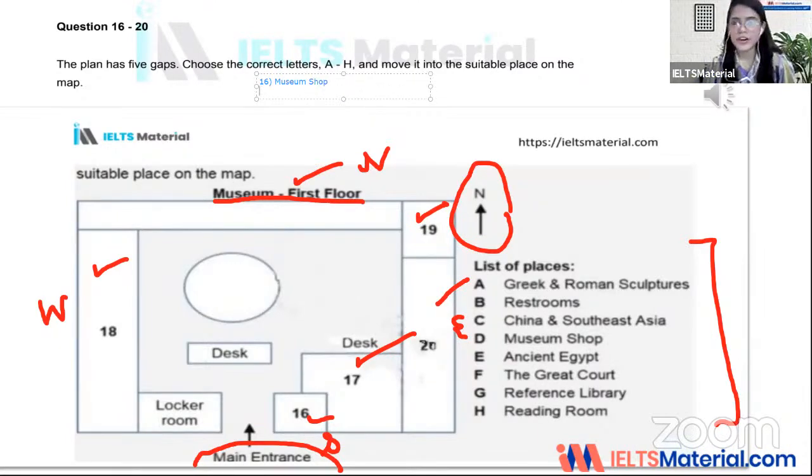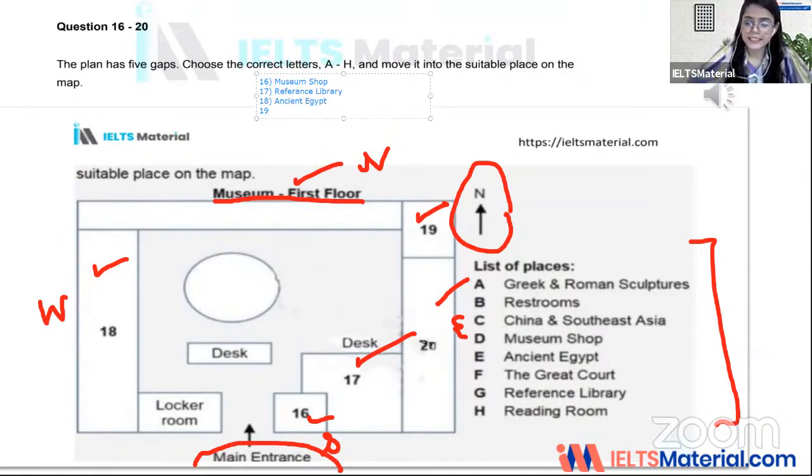Okay, let's move on to the 17th. The audio says it is the big room to the right of the main entrance. It is the reference library. So that is also one important thing. The 18th, any guesses for that? Okay, I see no guesses, no interactive people today with us. No problem, we move forward. So this is the ancient Egypt.